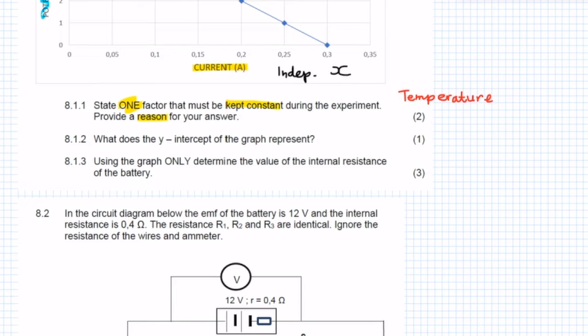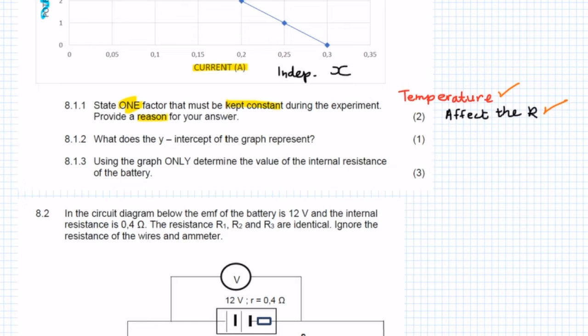And as a reason, we say that temperature affects the resistance. And of course, we don't want that to happen. You will state this in words, in full words. For now, I'm just writing it as a short answer. You're going to get 1 mark for stating that it is the temperature, and your 2nd mark for mentioning that the temperature has an effect on the resistance.